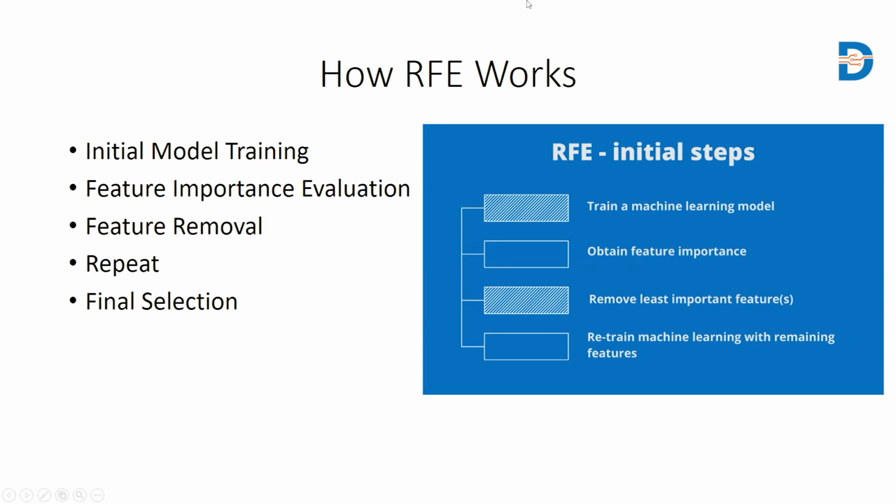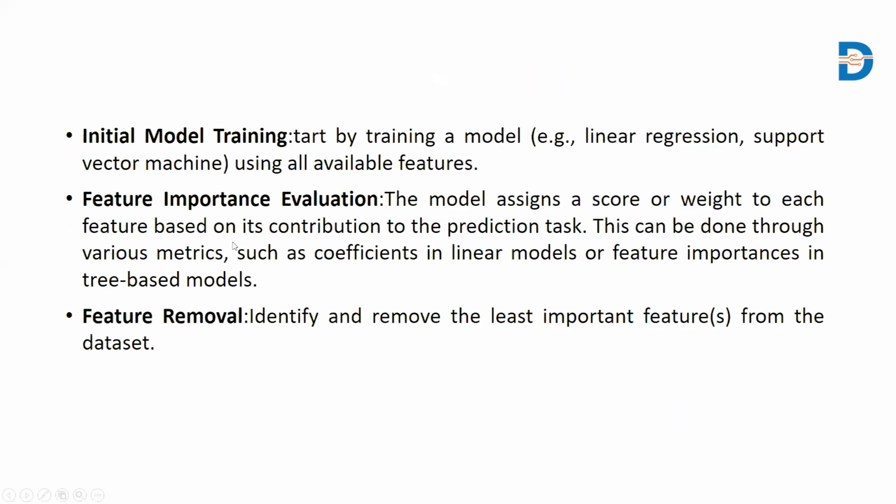If you go through the diagram, we can check how it is working. First we have to train the machine learning model, then obtain the important features, then remove the least important features, and retrain the machine learning model with the remaining features. The last one is the final selection. Okay, this is how RFE works. Now we'll see one by one how it is going to work. The first one is initial model training.